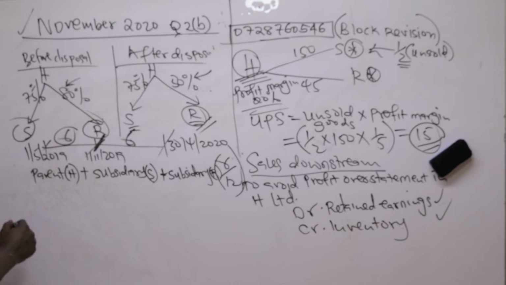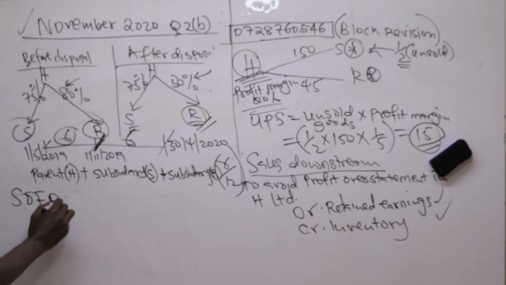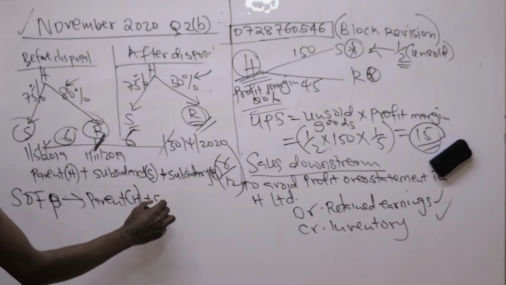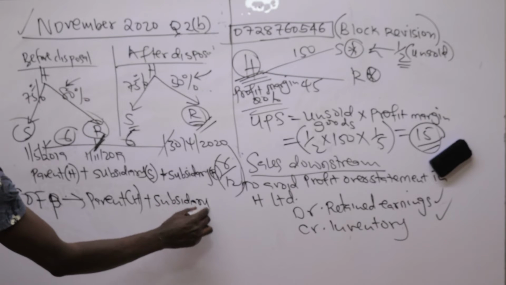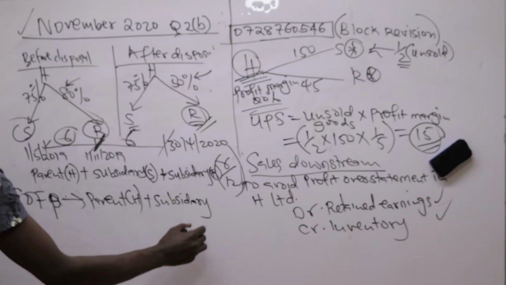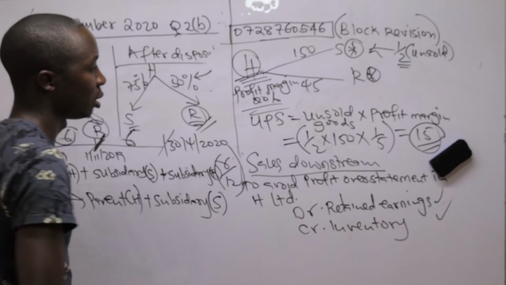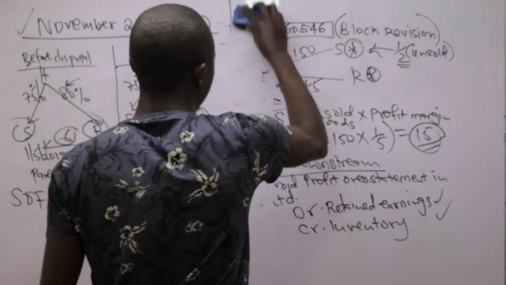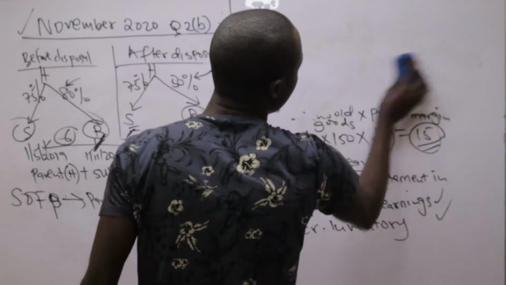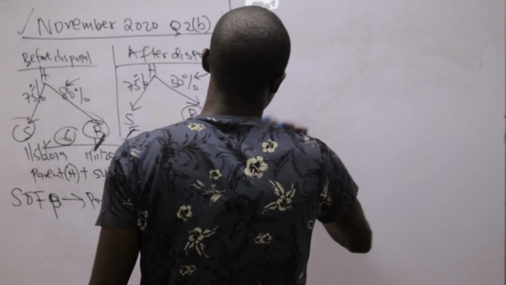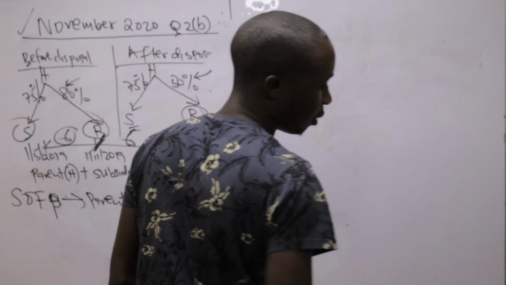If I was to do a statement of financial position in this scenario, we would take the parent, which is H, plus the subsidiary only. By the end of the year, the only entity which was a subsidiary was S. That is for the statement of financial position. But now we are only required to do an income statement, the statement of profit or loss. So let's do that very fast as we do the relevant adjustments, and we will be done with this question for today.